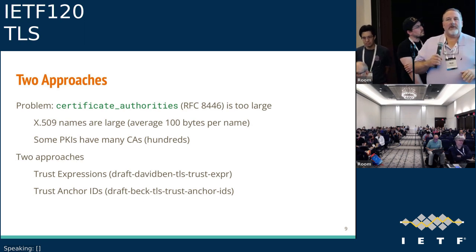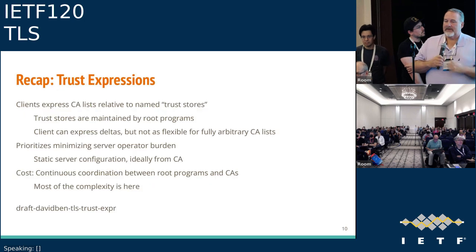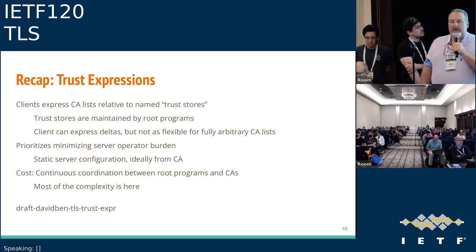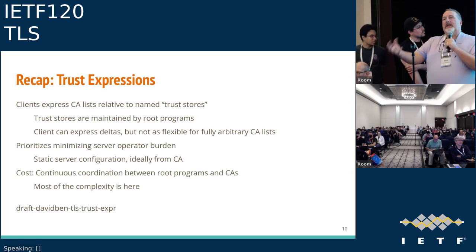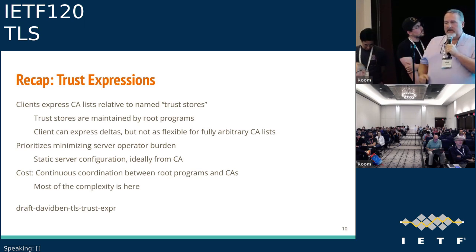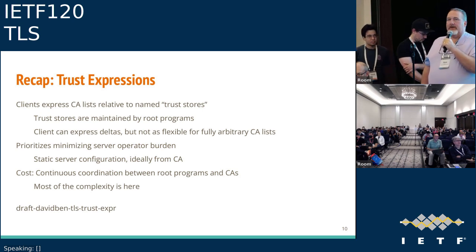Trust expressions, we've already presented mostly in Brisbane. It's been out there. Trust anchor IDs is recent. Next slide. Just to recap trust expressions, the clients in trust expressions express a CA list as effectively a name with deltas. They're pre-provisioned with this. This is knowledge they get from their root program, and that's maintained with the CA.